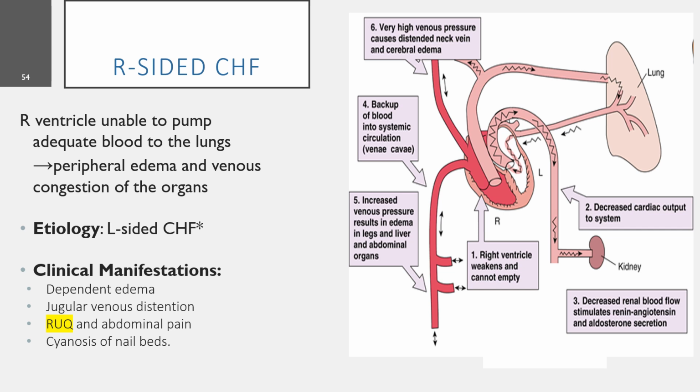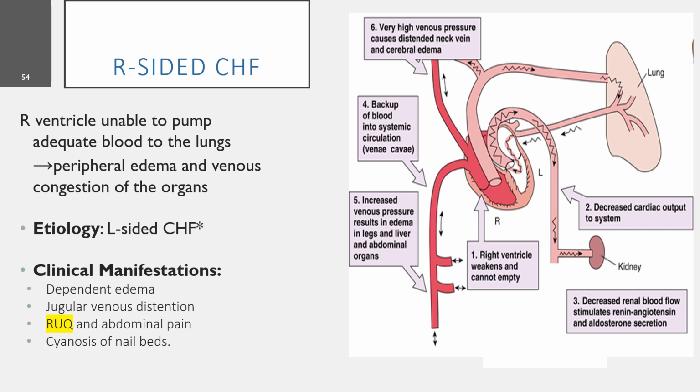Clinical manifestations include dependent edema, which is swelling in the lower extremities due to fluid retention. This edema tends to worsen throughout the day and may improve when the patient lies down in a recumbent position. Jugular venous distension is observable bulging or distension of the jugular veins in the neck. This is a sign of increased central venous pressure, which occurs when the right side of the heart cannot effectively pump blood, causing blood to back up.